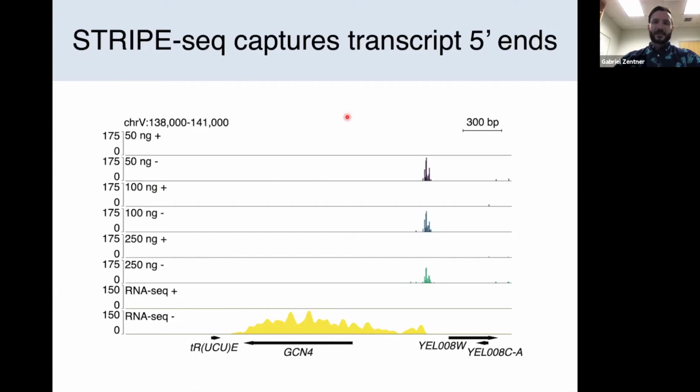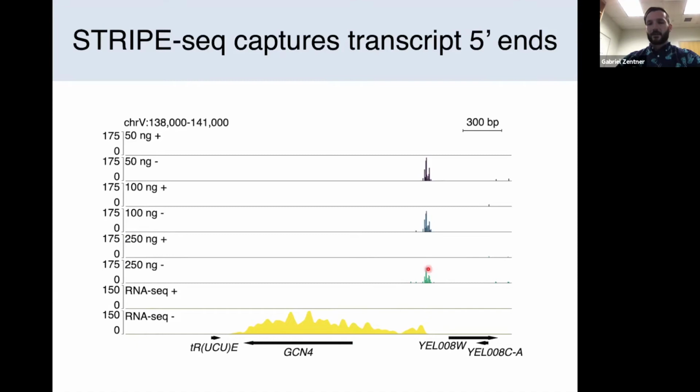To give you a visual example, I'll show you some tracks. So we performed yeast STRIPE-seq with 50, 100, and 250 nanograms of total RNA. I'm not showing it here, but the different amounts of input as well as replicates of the same amount give very highly concordant results. We also did matched mRNA-seq, poly-A RNA-seq for comparison. So we're looking here at GCN4, a transcription factor whose translation is induced in response to amino acid starvation.